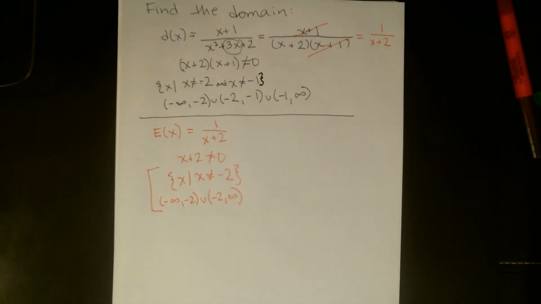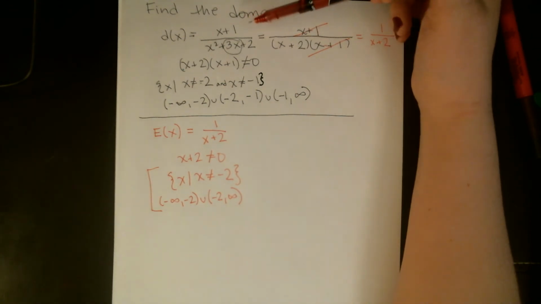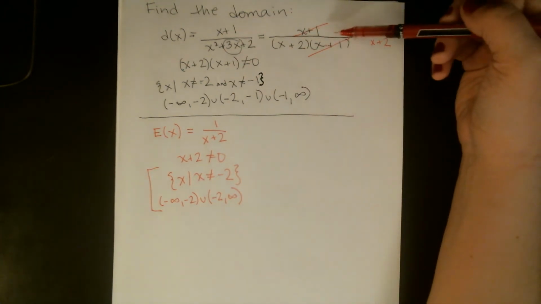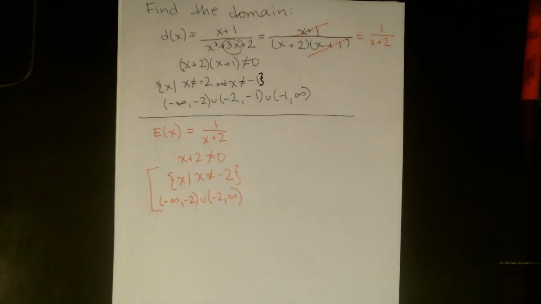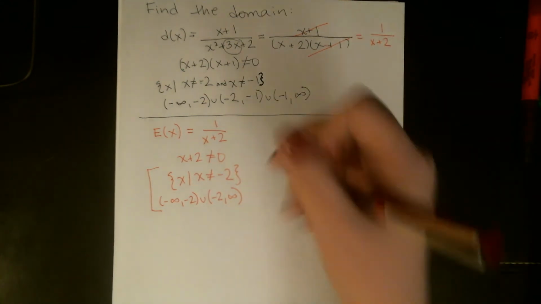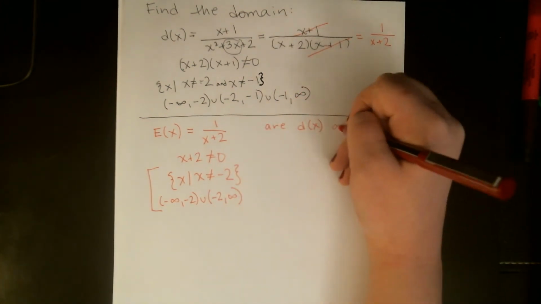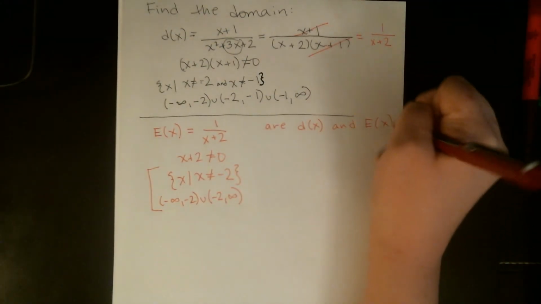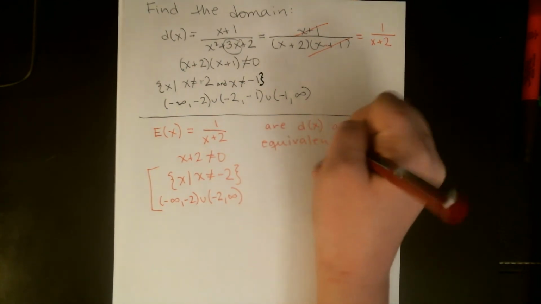So that's a completely valid step, but you need to recognize that when you cancel something, you can lose track of a domain restriction. When I'm looking at the first or the second function, I can very clearly tell if I try and plug in a -1 that that's trouble. All of a sudden, from here to here, I can't tell that plugging in -1 gives me trouble. So I guess I want to ask a really specific question here. And the question is, are d of x and e of x equivalent functions?